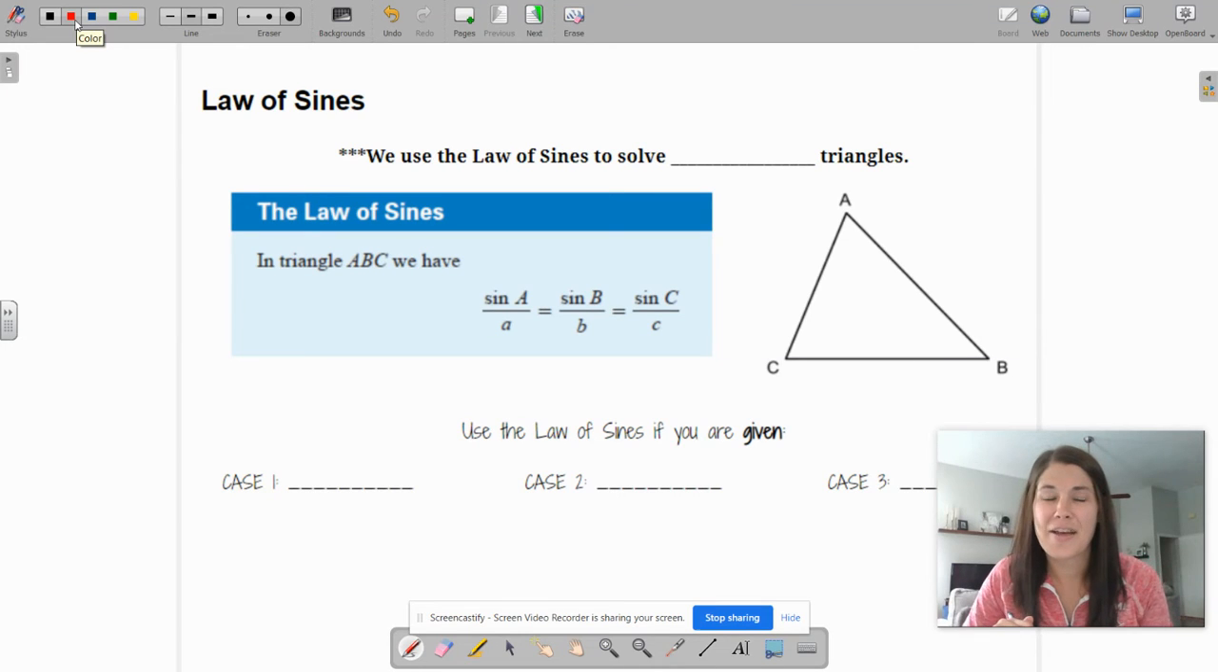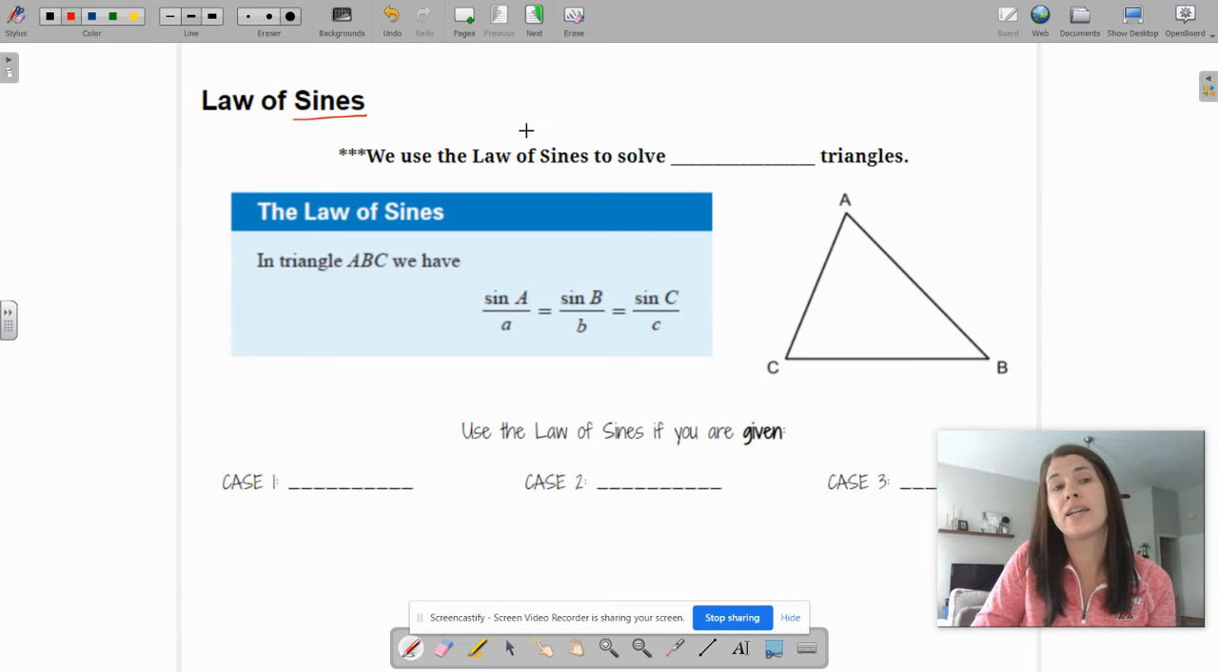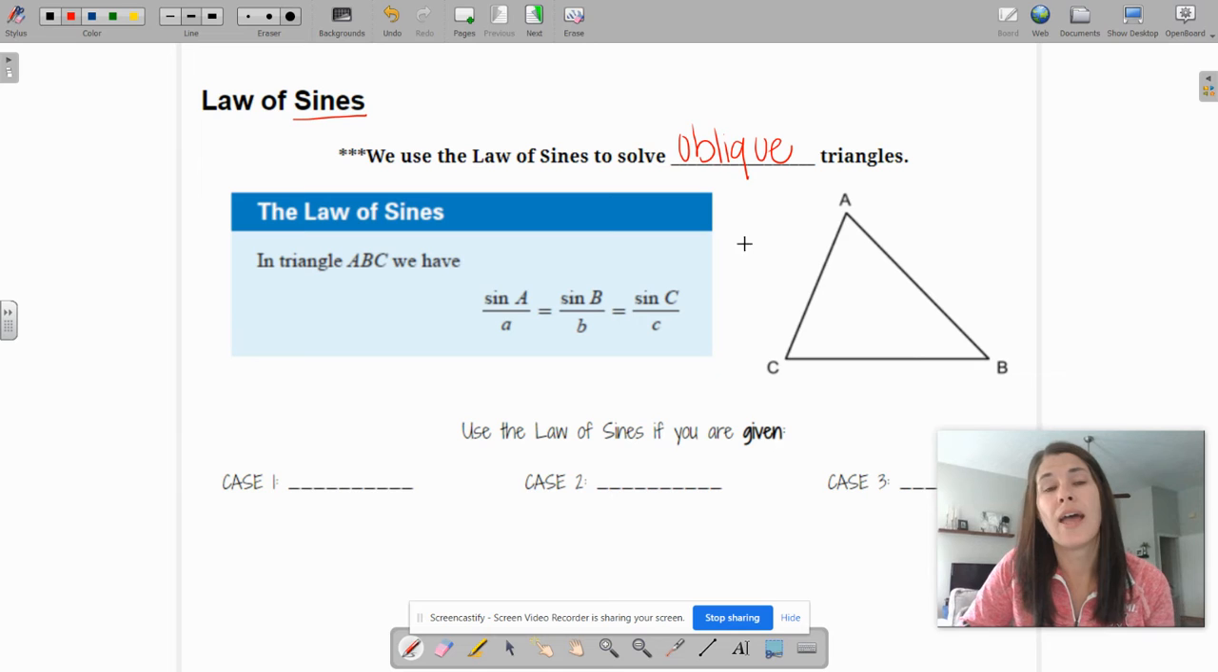Hey guys, today I'm going to talk to you about solving oblique triangles with something called the law of sines. So we've been talking a lot about solving right triangles. We do right triangle trig all of the time, finding missing sides and missing angles. But today we're going to look at the law of sines, and this is used to solve oblique triangles. And that basically means you just have your regular old triangle, there's just no right angles. So it's not a right triangle.